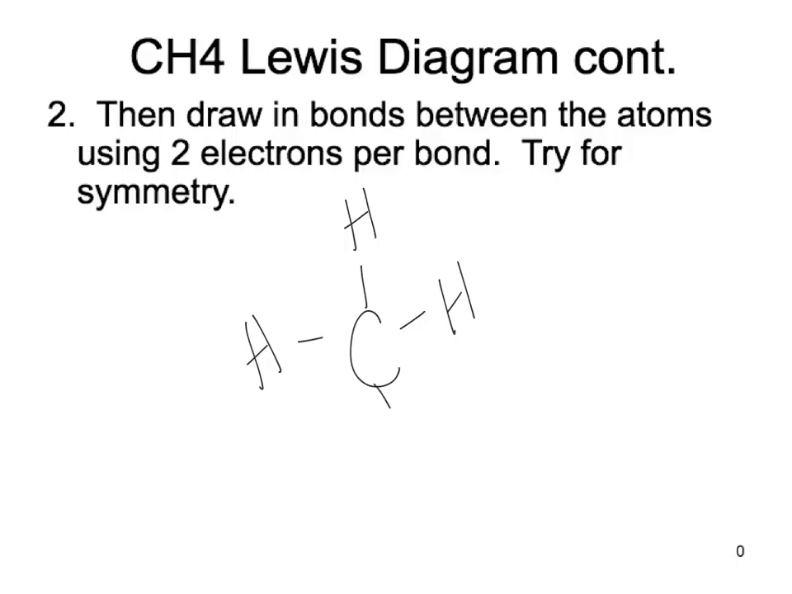Now you can draw in dots. What tends to happen is a line is drawn, but just remember that there are 2 electrons per line. So I've just used up 8 electrons to bond, and really only had 8 electrons to start with, so let's see what happens. Now we're going to try for some symmetry. So when you're showing how to put these out, try to make it look symmetrical.